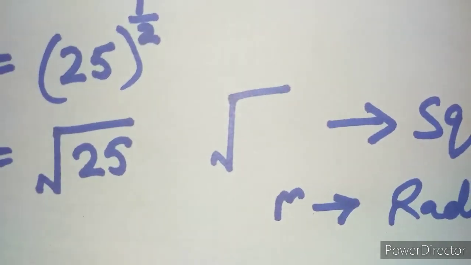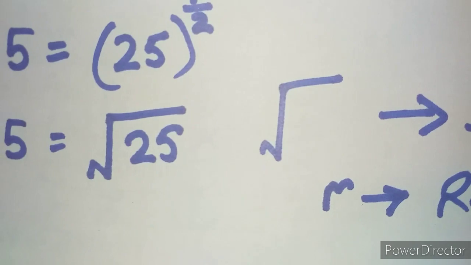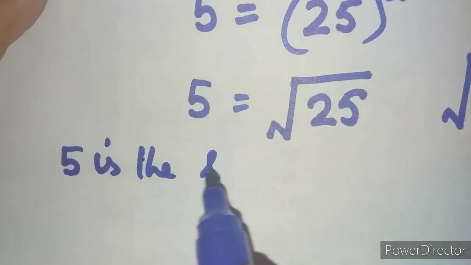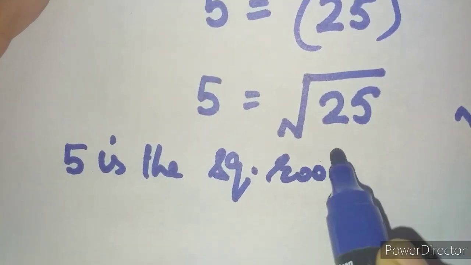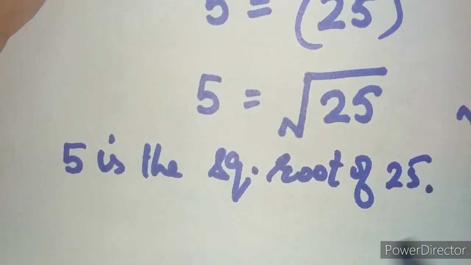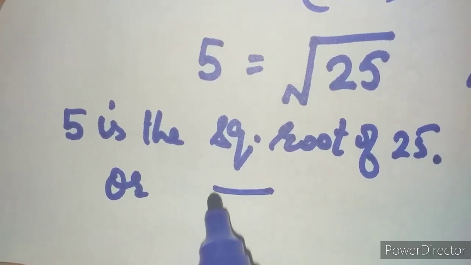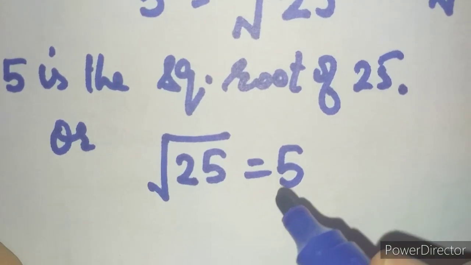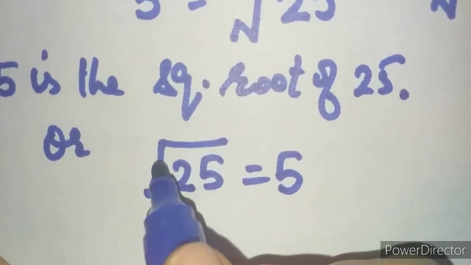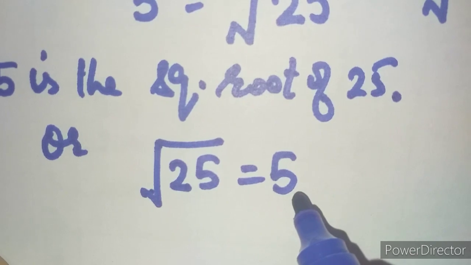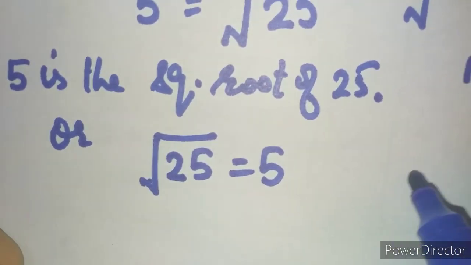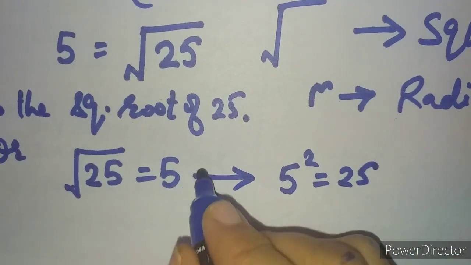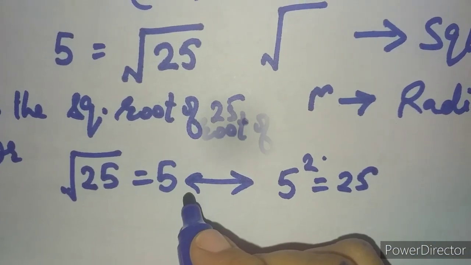So how are you going to read this? 5 is the square root of 25. Or in other words, how can I write? Square root of 25 is 5. Is it clear? Square root of 25 is 5. Why so? Because 5 square was 25. This is the correlation between square and the square root.